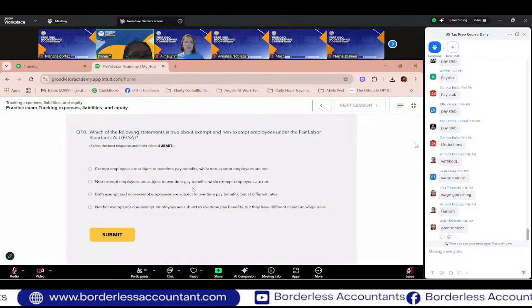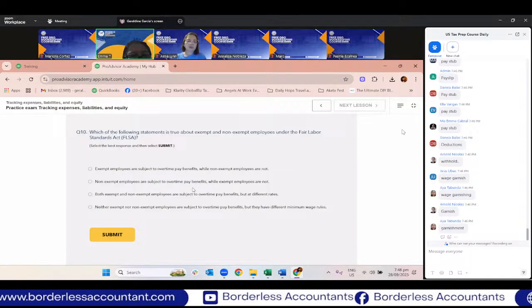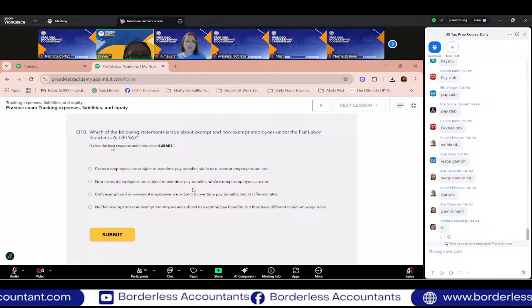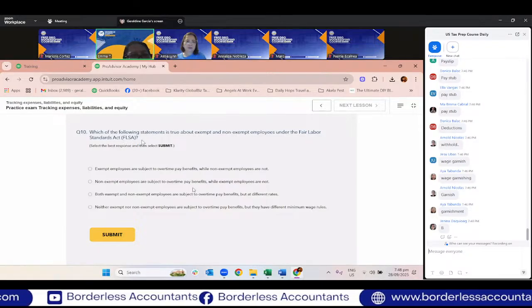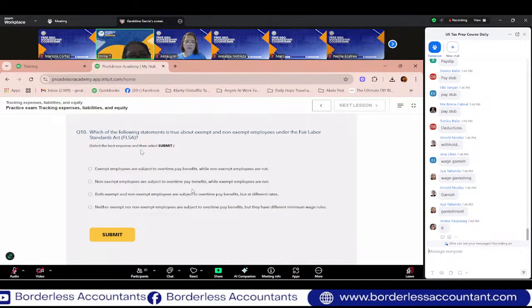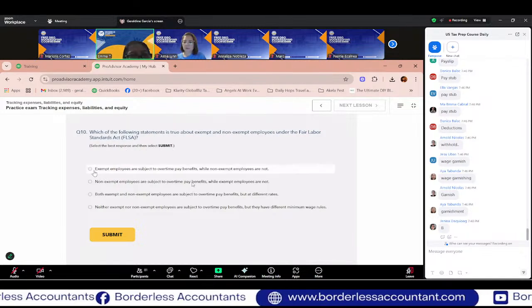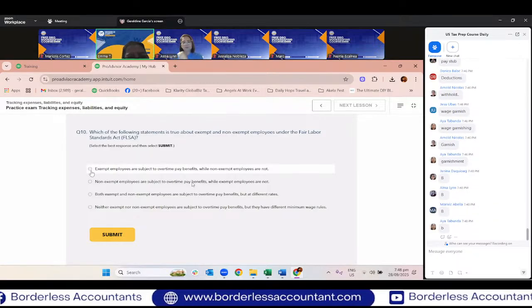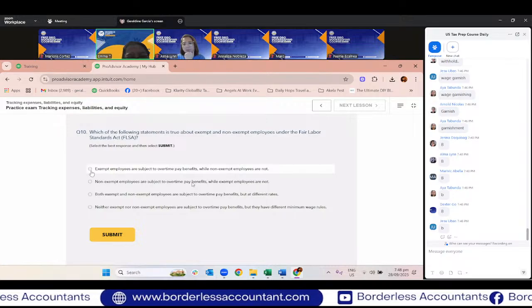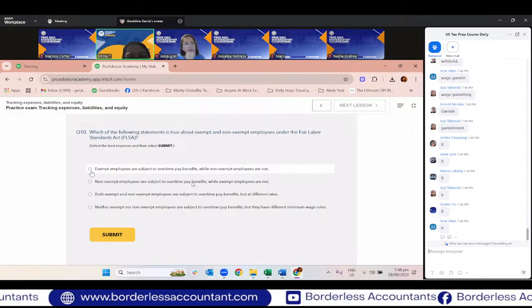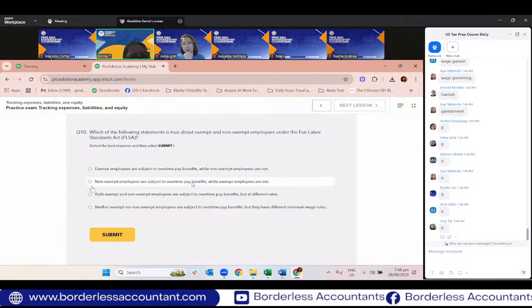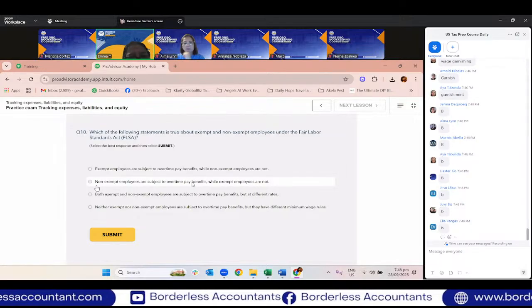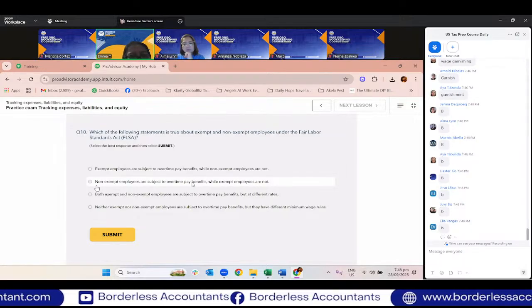Then the next is question number 10. Which of the following statements is true about exempt and non-exempt employees under the Fair Labor Standards Act, or FLSA? Select the best response and then select submit. Exempt employees are subject to overtime pay, while non-exempt employees are not. Okay, so that's wrong. Non-exempt employees are subject to overtime pay benefits, while exempt employees are not.